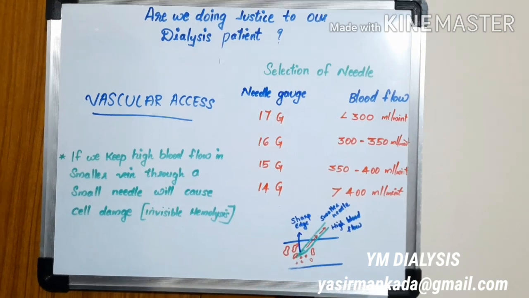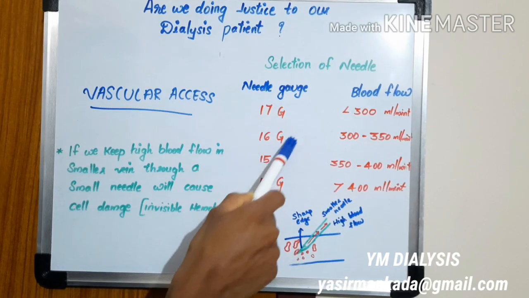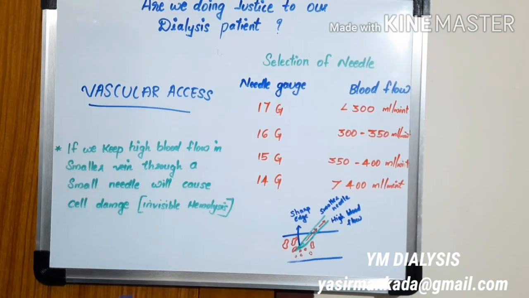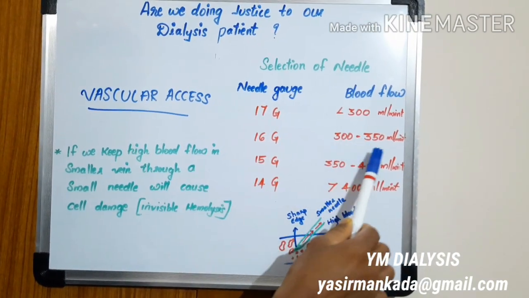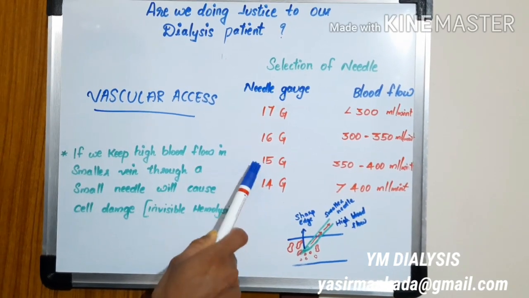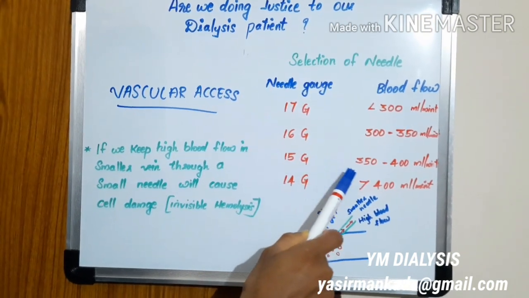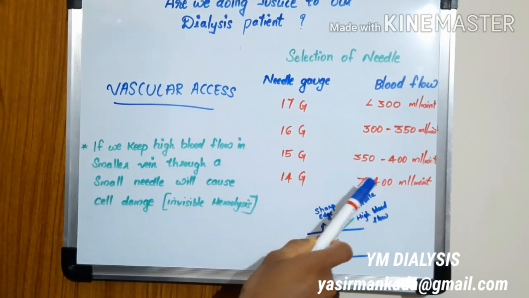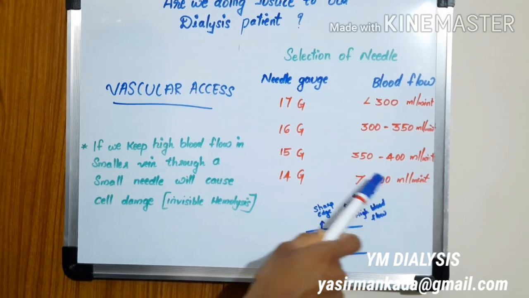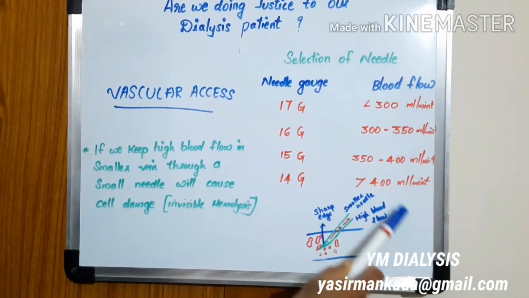In a 16 gauge needle we can keep 300 to 350 ml per minute, in a 15 gauge needle we can keep 350 to 400, and if you want to do more than 400 ml per minute, you go through a 14 gauge needle. How many of us know that 15 to 20 ml blood loss occurs every dialysis by hemolysis due to improper needle gauge and blood flow?